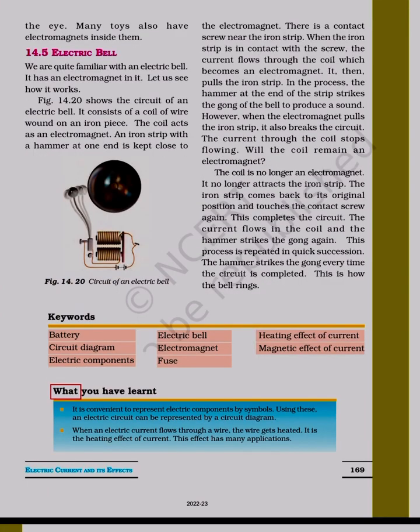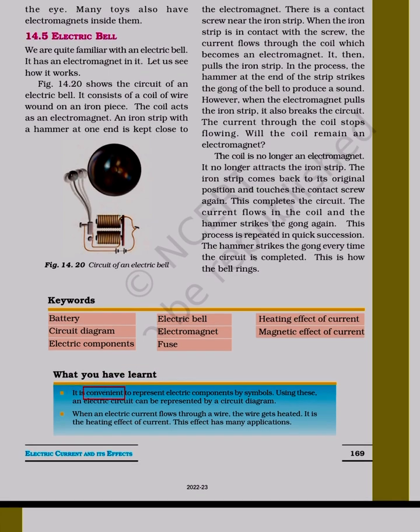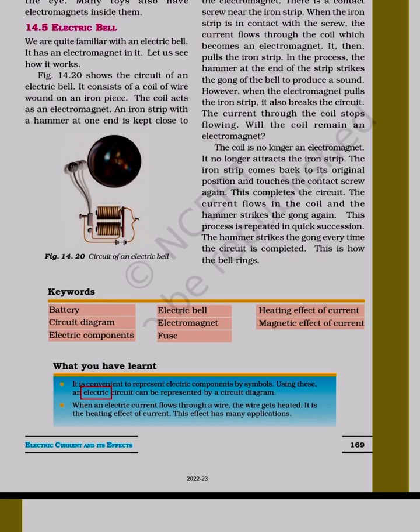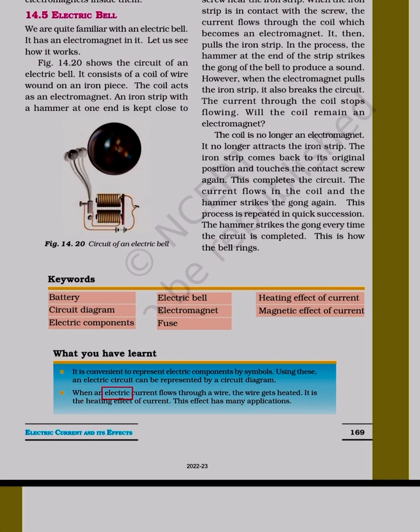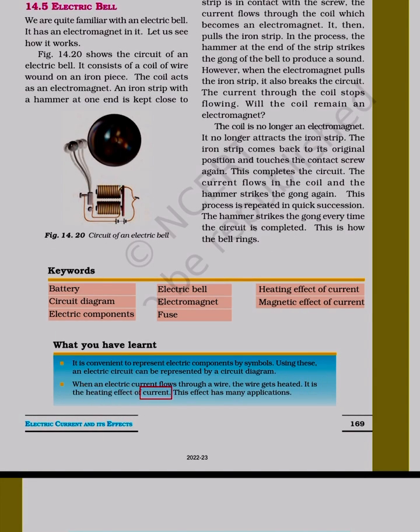Keywords. What you have learned. It is convenient to represent electric components by symbols. Using these, an electric circuit can be represented by a circuit diagram. And when an electric current flows through a wire, the wire gets heated. It is the heating effect of current. This effect has many applications.